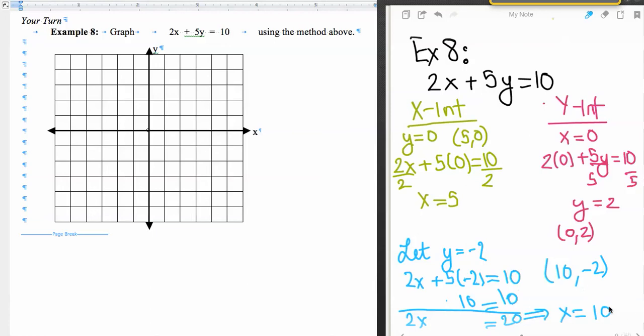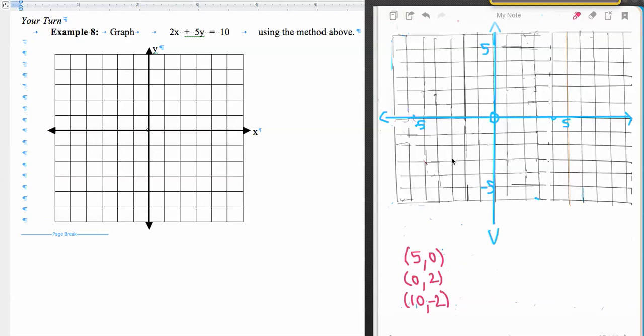So now we're going to go ahead and plot these three ordered pairs, and we're going to graph our line from that. Okay, so now we're going to plot these three ordered pairs. So we have x is equal to 5 and y is equal to 0. So that point is right here. X is equal to 5 and y is equal to 0, and we label it. And then we have our y-intercept. X is equal to 0, y is equal to 2.